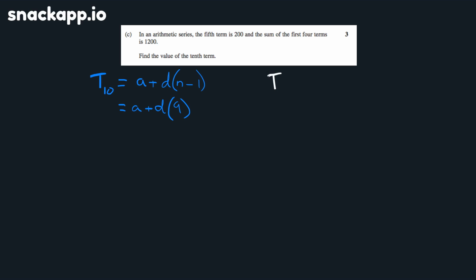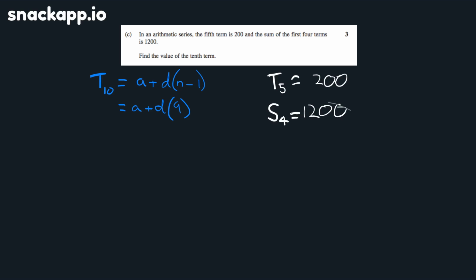The fifth term, T5, is equal to 1200. Oh, no, sorry, my mistake. I got that wrong. It was just 200. And the sum of the first four terms, so let's say sum 4, is equal to 1200.